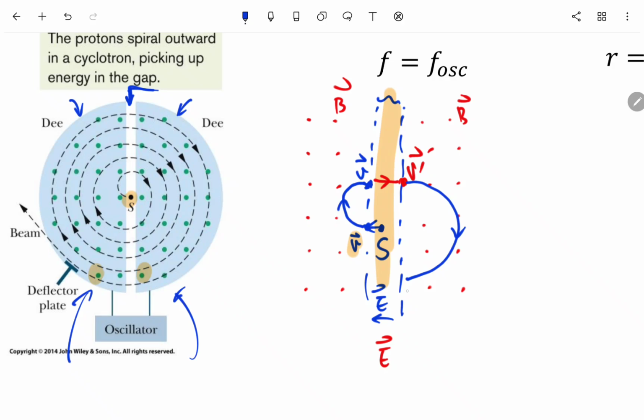Okay, so at this point, V prime again. And then at this point, I switch the E field back to pointing to the left side. Okay, so it accelerates again. And then it goes into this point and does another circular motion with a larger radius.